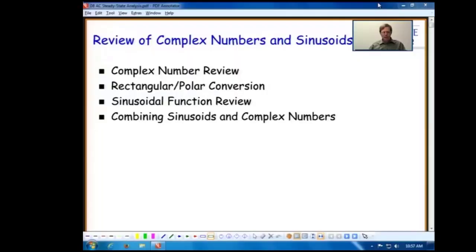So the first thing I'd like to do in this section, when we start to talk about AC steady state analysis, we're going to start first by reviewing complex numbers. We're going to go on from there to see how you can convert complex numbers to one of two different forms, polar form or rectangular form. And then we're going to introduce sinusoids. And then from there, we'll have a method that we can use for steady state analysis. So let's get started.